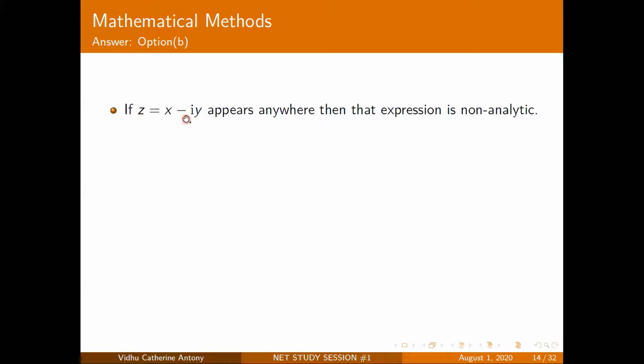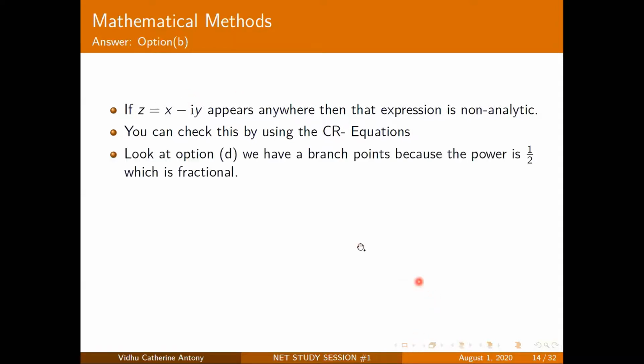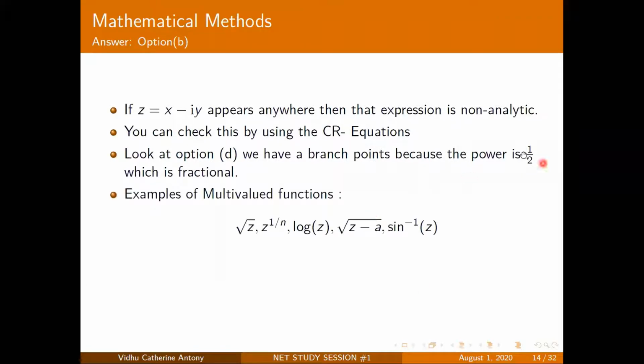If z is equal to x minus iy appears anywhere in the expression, then it is not analytic. You can check for this, which we have done for this particular function. We checked with the CR equations and found that it is not analytic. Now you look at your option D. You have branch points because the power is 1 by 2, so you basically have a root.